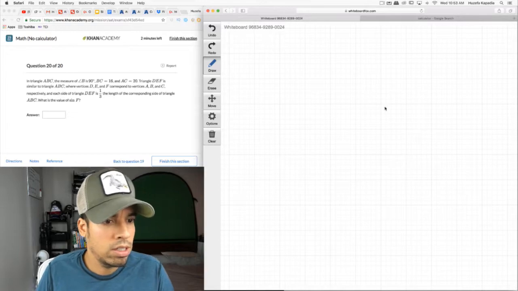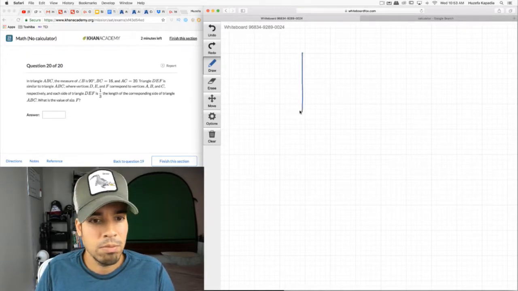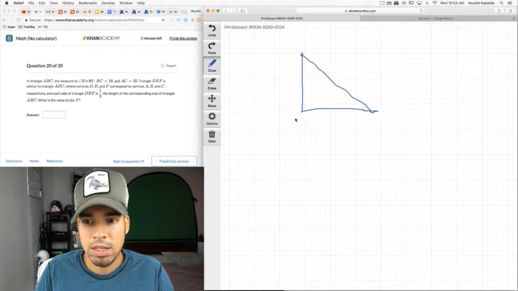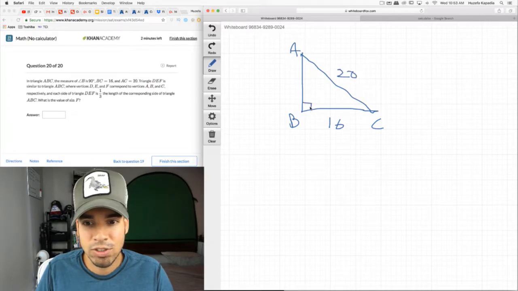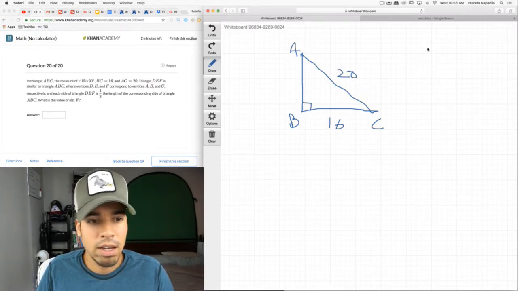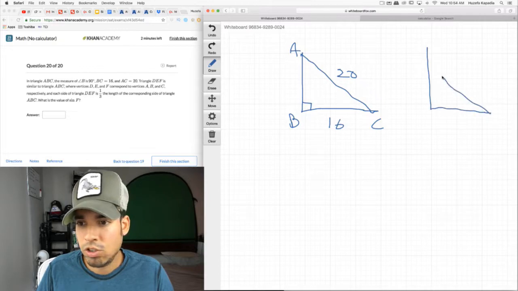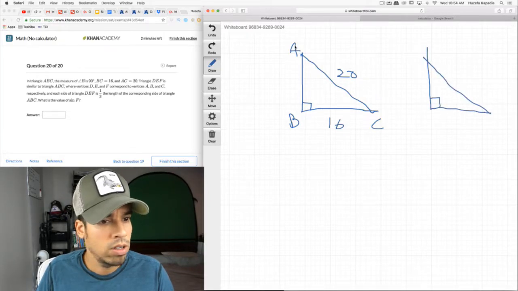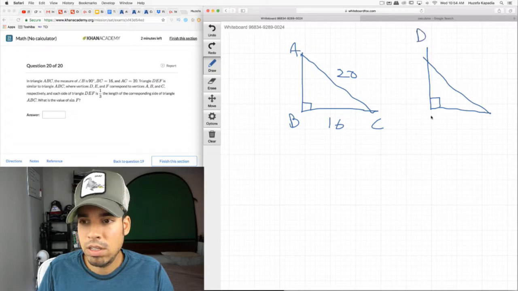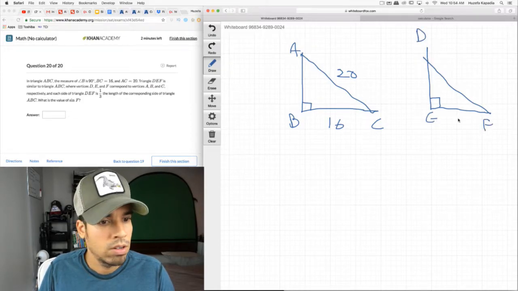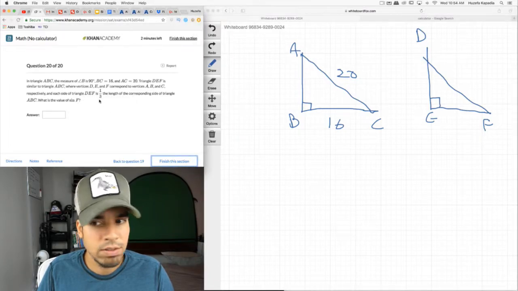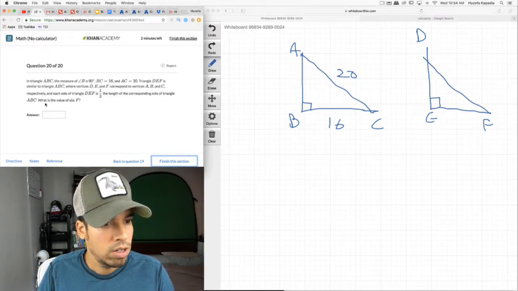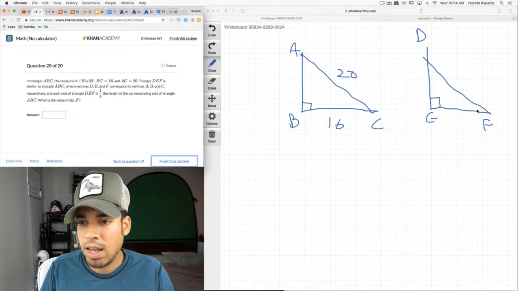Next, triangle ABC, measure of B is 90 degrees. BC is 16. AC is 20. Oh, shoot. And then DEF, I'm going to assume is a right triangle also. It's similar. So ABC, let's call it DEF, where EF corresponds to AB. Each side of DEF is 1/3 of this. What is the value of sine of F?